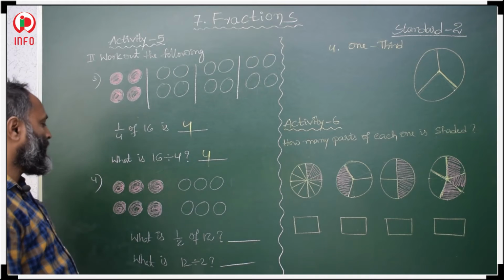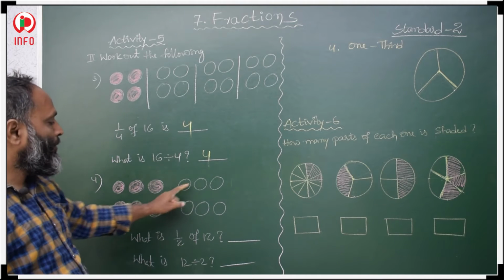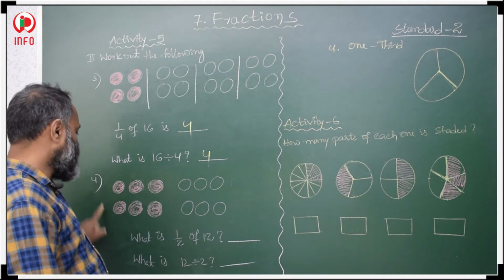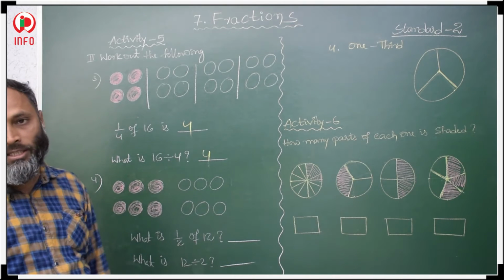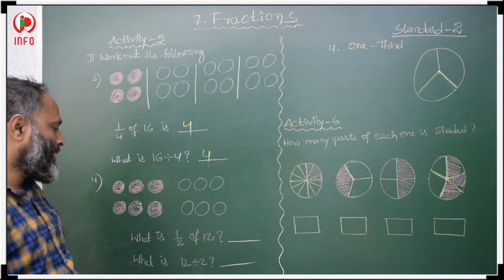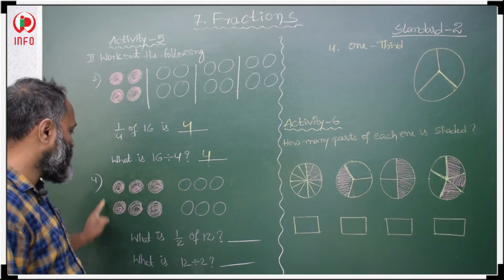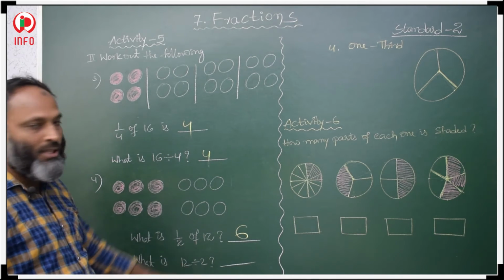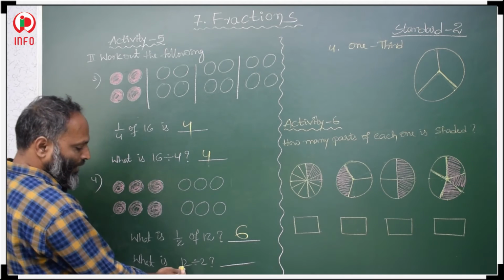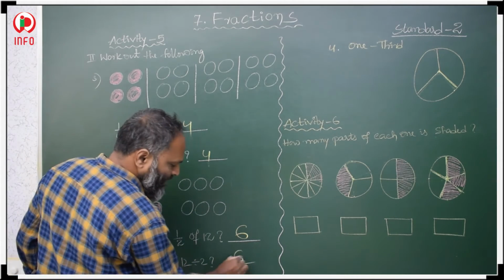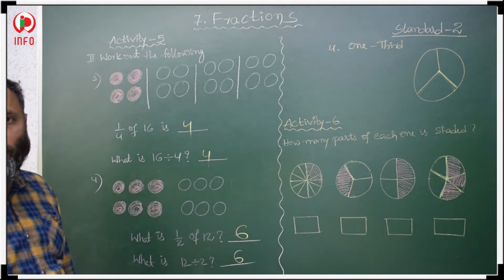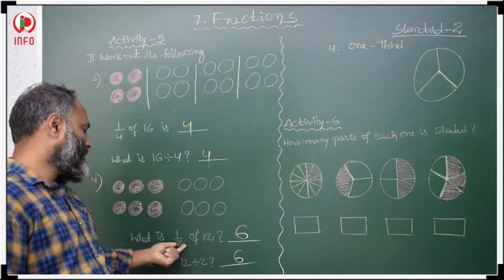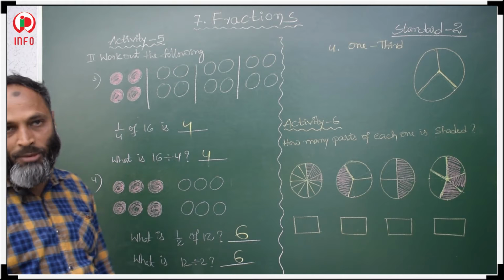Okay. Now here 1, 2, 3, up to 12. In 12, 6 circles are shaded, which means half of the circles are shaded. Half of 12 is 6. 2 6s are 12. If 12 is divided by 2, the answer is 6. So half of 12 is also 6.